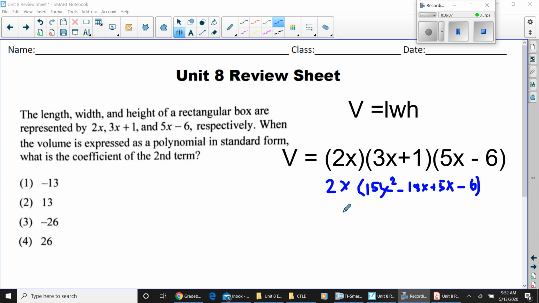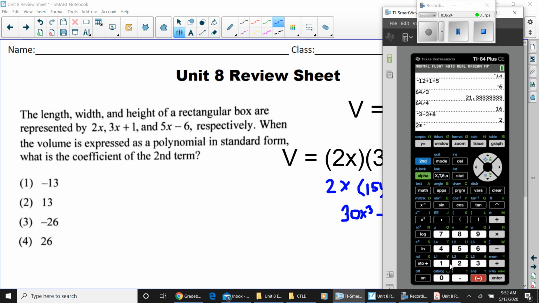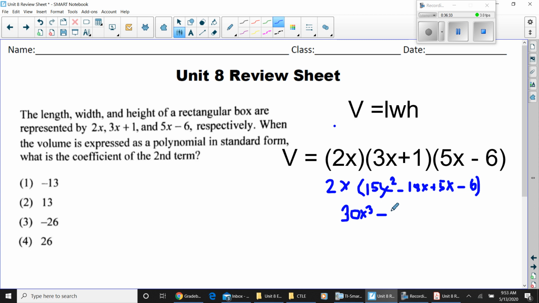So 2x times 15x squared is 30x to the third. 2x times negative 18, 2 times negative 18, negative 36x squared. Sorry, my hand is... All right, and 2x times 5x is 10x squared. And 2x times a negative 6, you could have combined like terms here, is negative 12x.